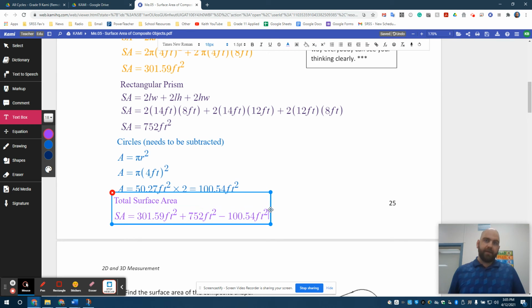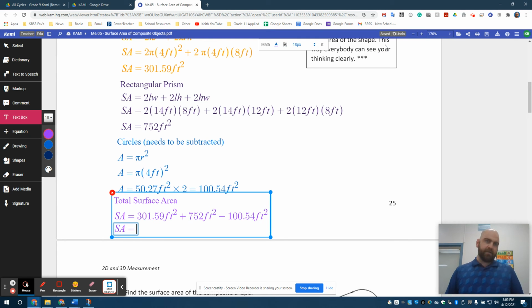Now, I think I have just enough room here right at the bottom. So surface area is equal to, let's do the calculations, 301.59 plus 752 minus 100.54, and this gives us a total of 953.05 feet squared, because we have subtracted the parts that we do not need.